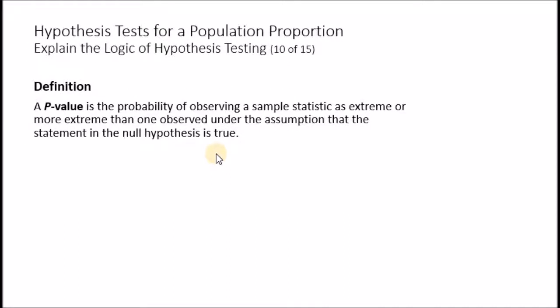The p-value is the probability of observing sample statistics as extreme or more extreme than what was observed under the assumption that the statement in the null hypothesis is true. So the idea behind the p-value is the probability of observing a sample statistic as extreme or more extreme than the observed under the assumption that the statement in the null hypothesis is true. So in other words, we're going to compute probability and compare them to alpha.